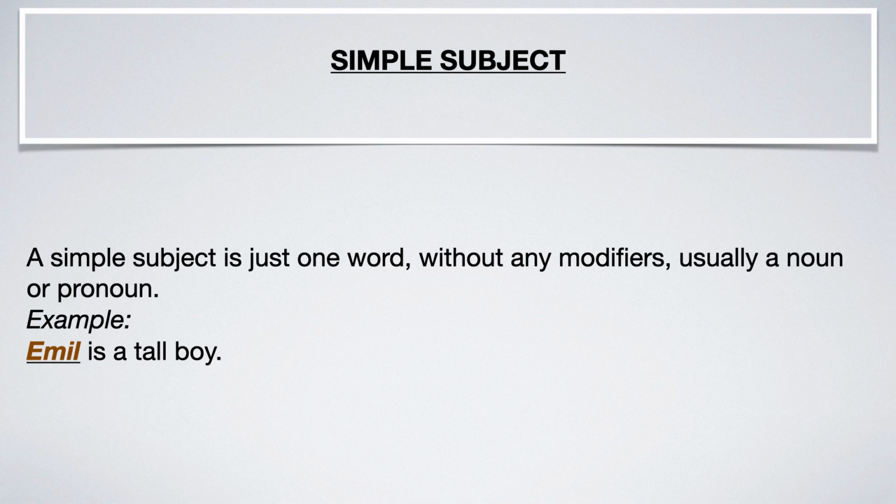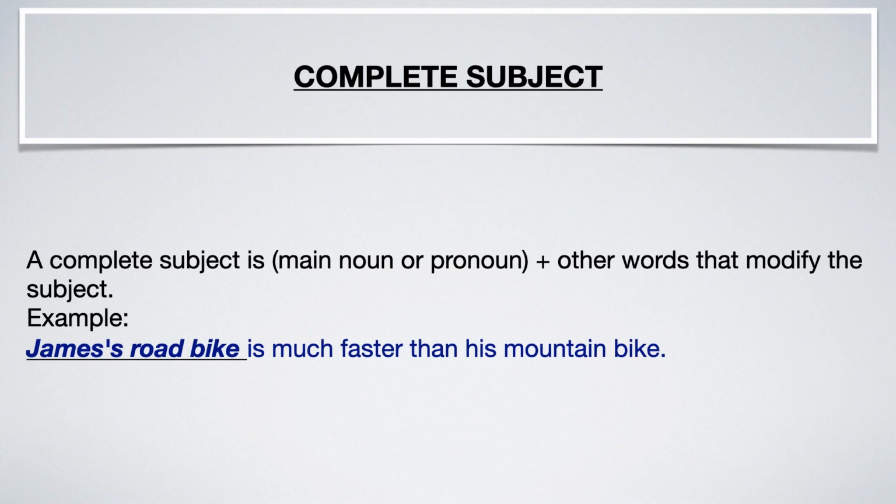Here in this example, Emil is a noun. That is the subject. Here you can't find any modifiers. It is a single word. Next, complete subject. A complete subject is main noun or pronoun plus other words that modify the subject. Example: James's road bike is much faster than his mountain bike.